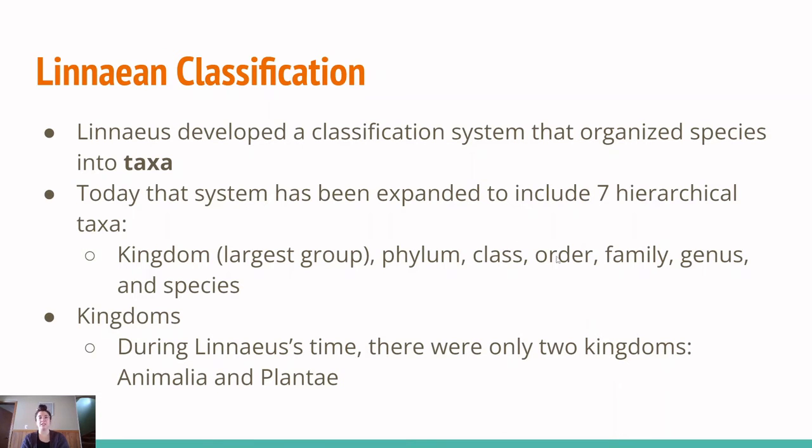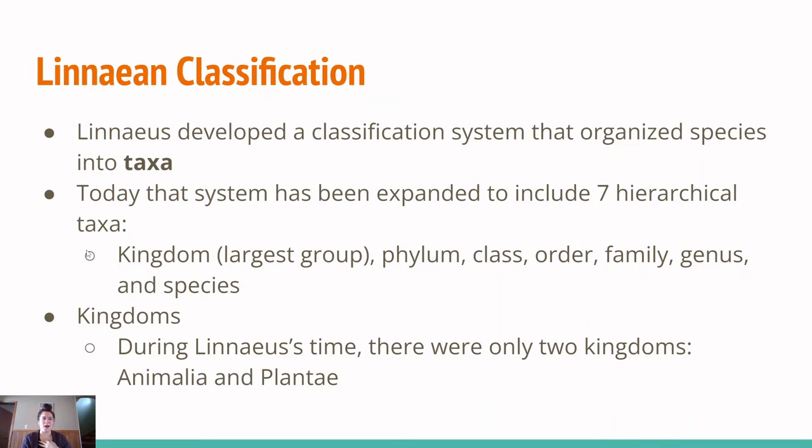Okay, phylum, then class, then order, then family, then genus, and then species. And so if you're using that scientific name that we just talked about, genus is the first word, and then species would be the second word. You guys, you're going to want to remember them in order.